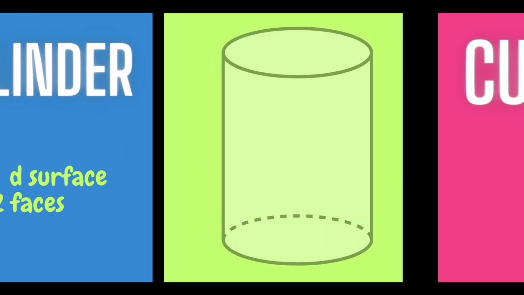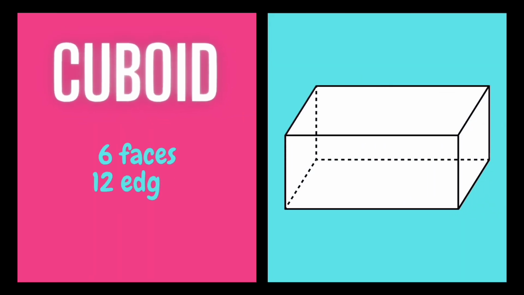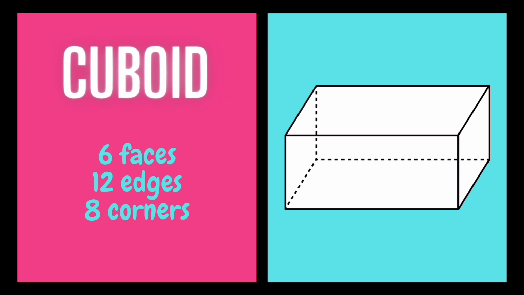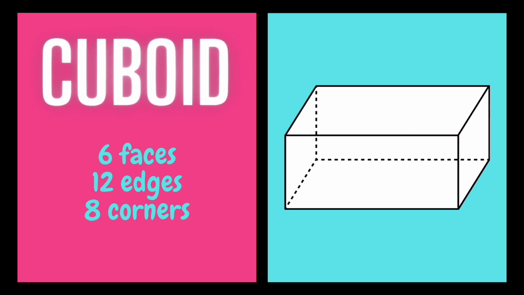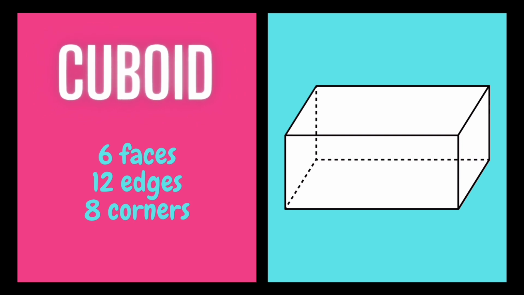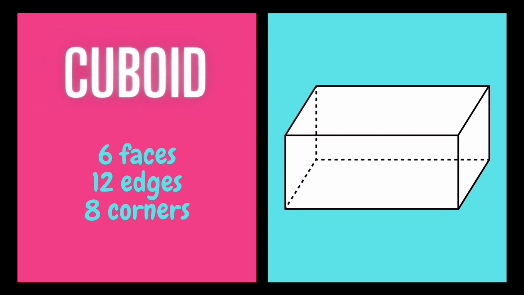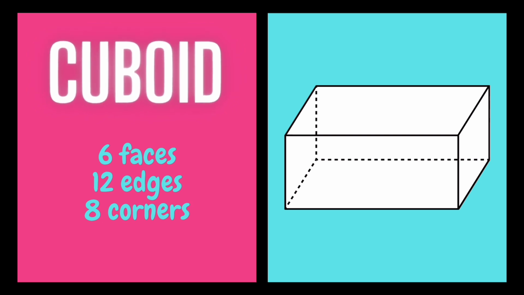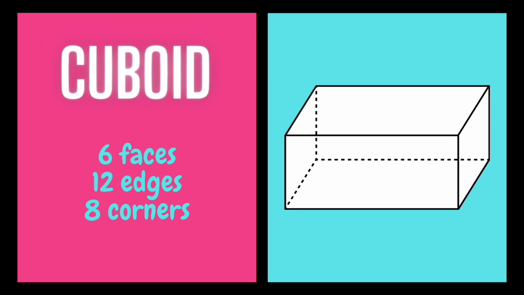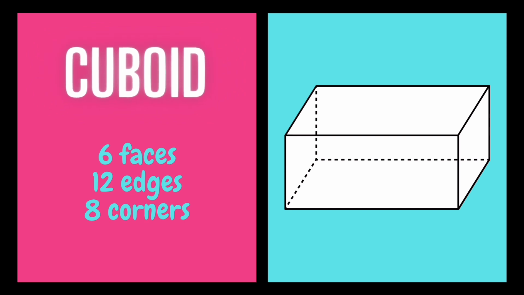The fourth shape we have here is a cuboid. Can you say cuboid? Bravo! A cuboid has 6 faces, 12 edges, and 8 corners, which are also known as vertices.